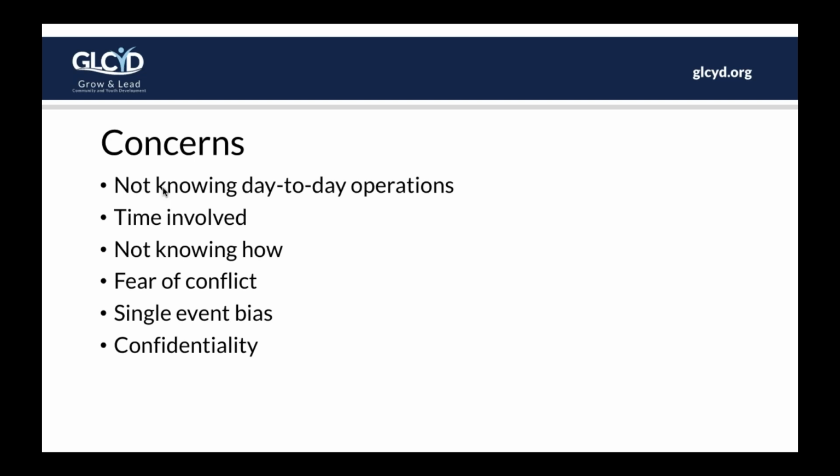The single event bias refers to being careful not to let one activity, whether it's good or bad, influence your ratings. You might have had a great event late in the year, and that kind of clouds your thinking from what happened earlier in the year. So it's just to be mindful of taking the whole year into account.